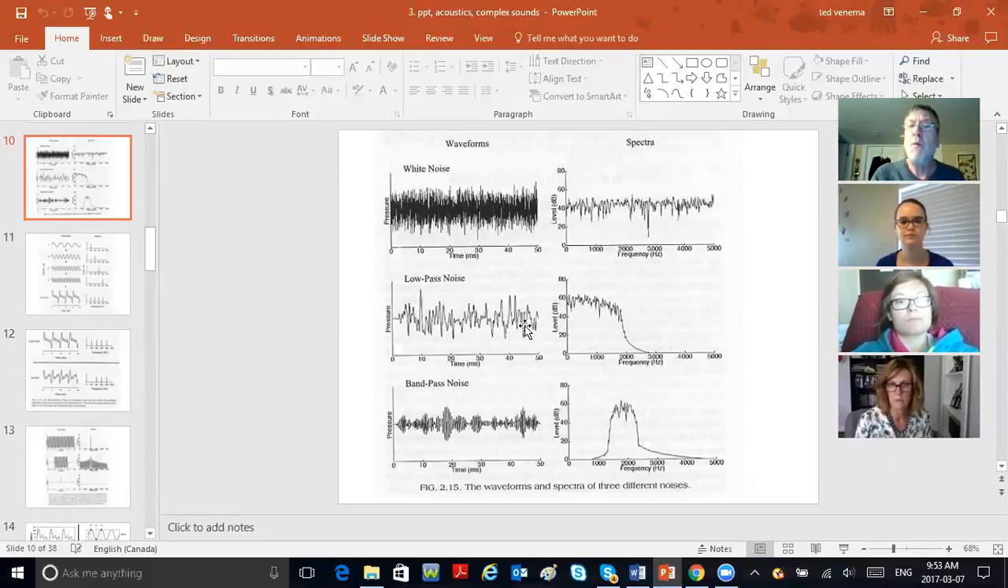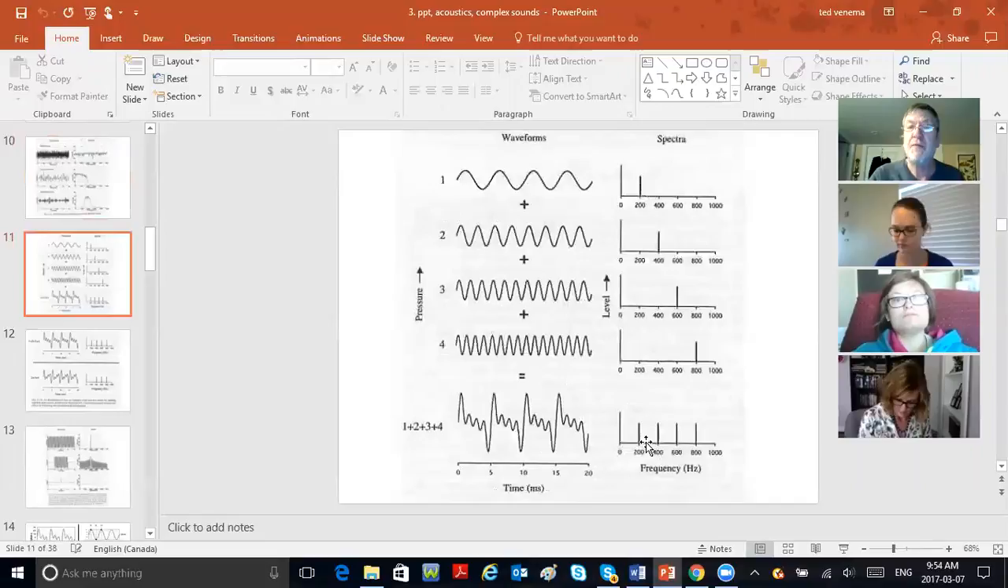Here's low pass noise. Once again, it's noise because you can't see a repetition in the waveform. I see no pattern. Its spectrum, mostly lows. Here's bandpass noise, I guess. This is the waveform of some bandpass noise. Here's its spectrum. It's a narrow band surrounding 2,000 hertz in this case. Just showing you pictures.